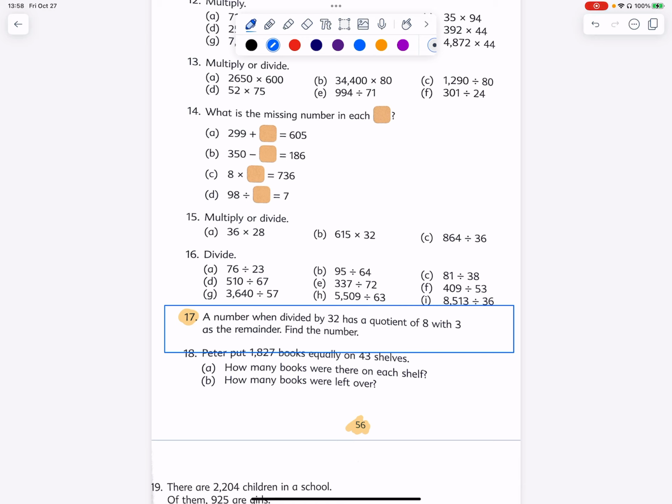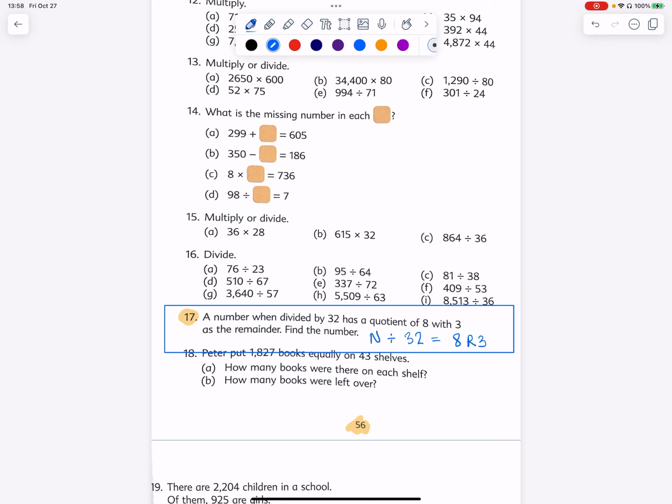So let's go. A number when divided by 32. Well, let's write it down. Some missing number n, when it's divided by 32, it gives a quotient of 8. Yes, that's how we translate it. Some number divided by 32 gives a quotient of 8 and remainder of 3.